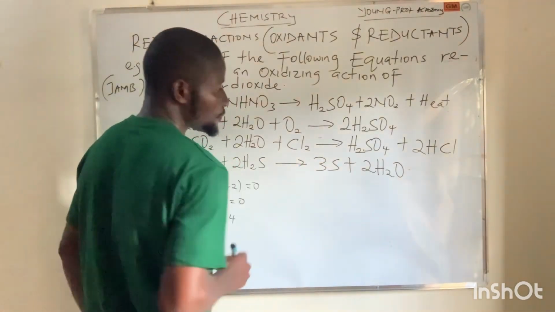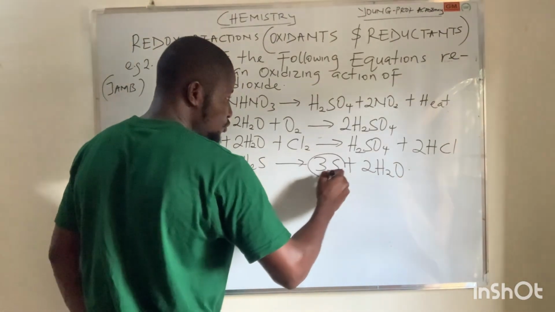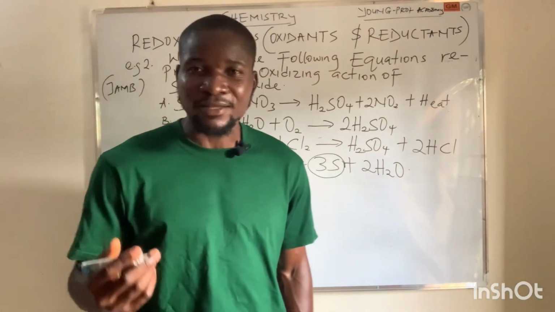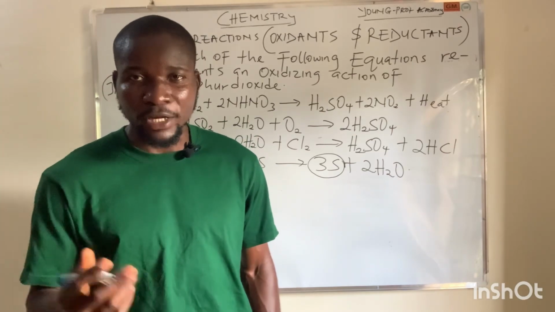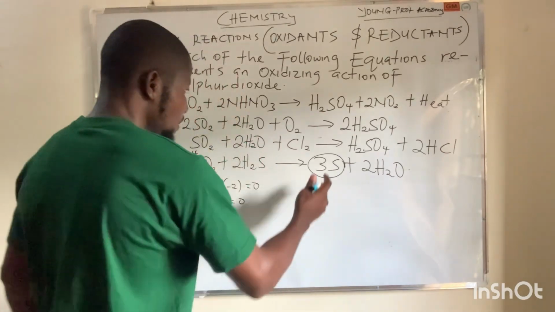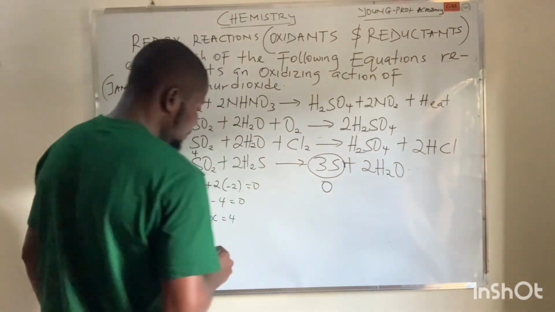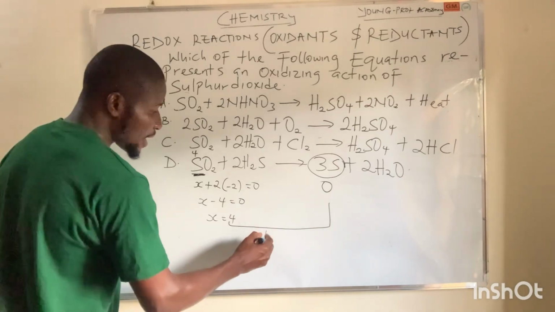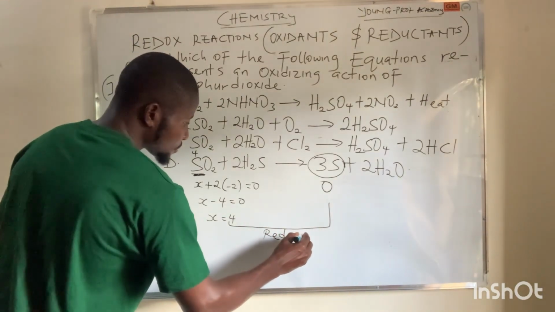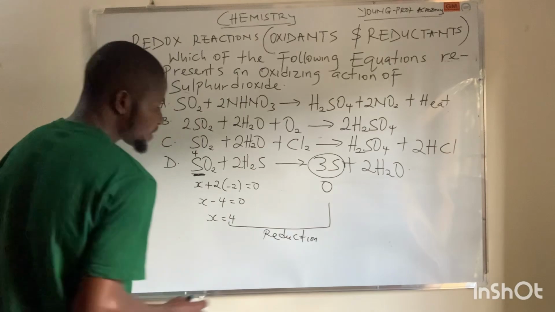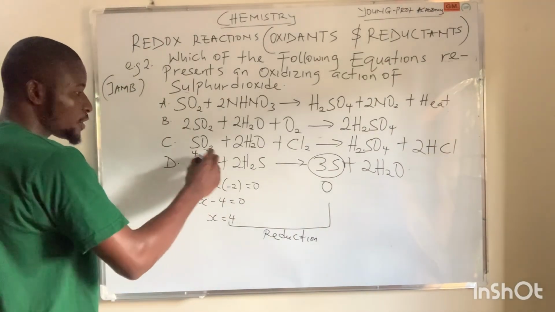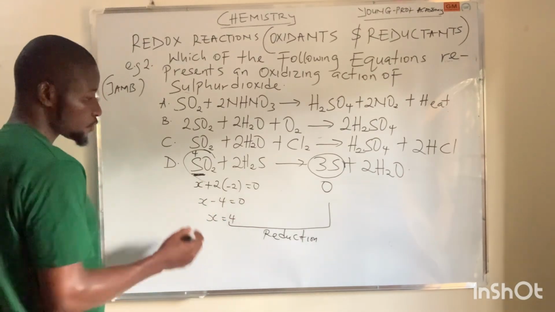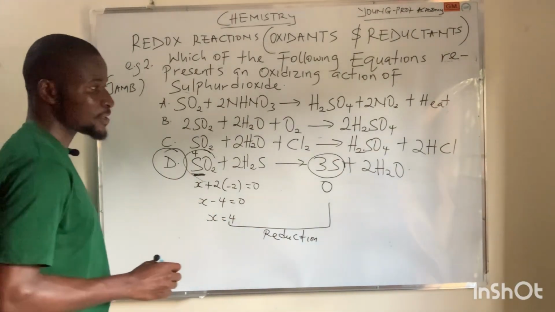Now, what about the oxidation number of this sulfur here? This is a neutral element. And one of the laws I told you last video is that the oxidation number of a neutral element is equal to 0. So definitely the oxidation number of this sulfur here is 0. So what does that mean? There is a decrease in oxidation number from 4 to 0. What does that make this? It makes this reduction. And we say any element or compound that is undergoing reduction is itself an oxidizing agent. So it simply means that D is the answer.